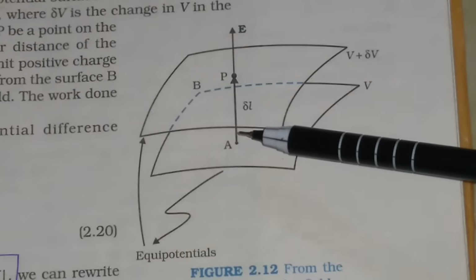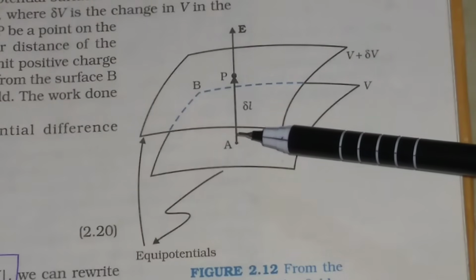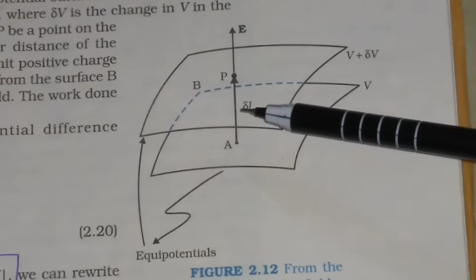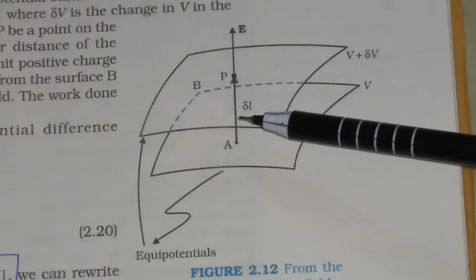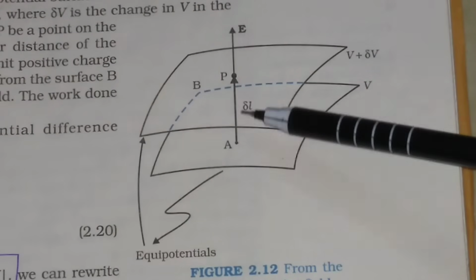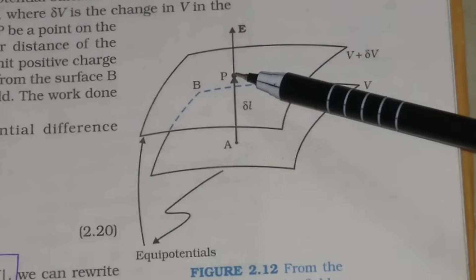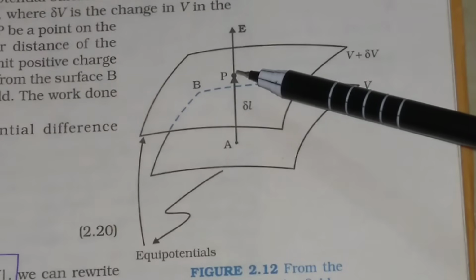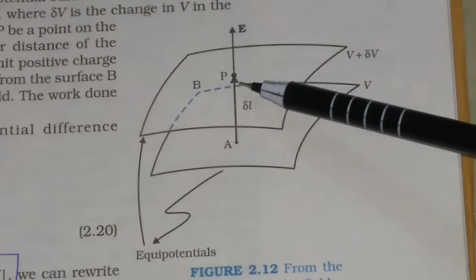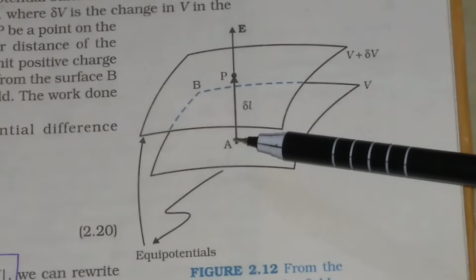Imagine that a unit positive charge is moved along this perpendicular distance from the surface B to the surface A, against the electric field. The direction of the electric field is from the surface A to the surface B, and the unit positive charge is moving from B to A, which is against the direction of the electric field. Then what will be the work done?